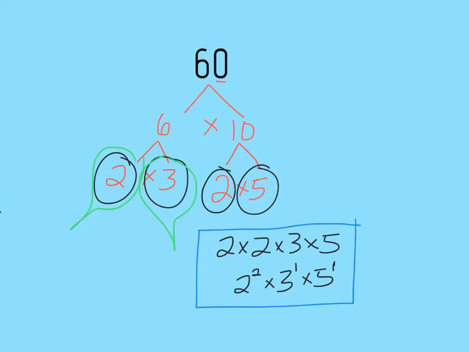Now, how do you know? How could you check that? Well, if we just did a double check, what's 2 times 2? That's 4, okay? And then maybe we did 3 times 5, well, that's 15. Hey, 4 times 15 makes 60. Okay, your prime factorization should equal the number that you started with.